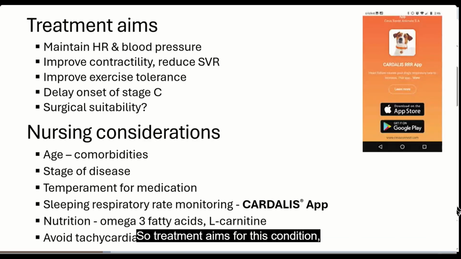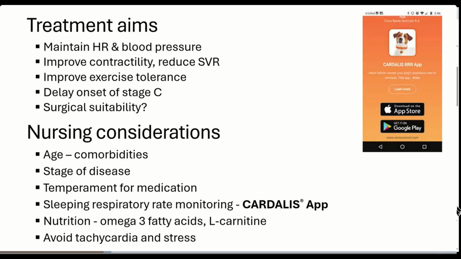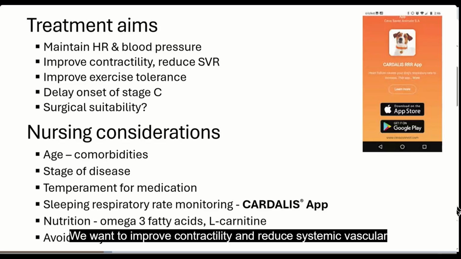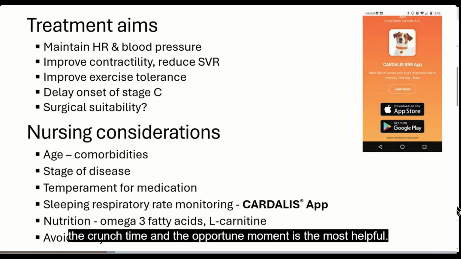So treatment aims for this condition, we really want to maintain our heart rate and our blood pressure. We want to improve contractility and reduce systemic vascular resistance as the disease progresses along those stages. If our patient is exercise intolerant, then obviously we want to improve that for them as well. You know, we want to make sure that our canine patients can run about and exercise as they would like to. And we've talked before about delaying the onset of stage C, so making sure our treatment plans are enacted right at the crunch time and the opportune moment is the most helpful.